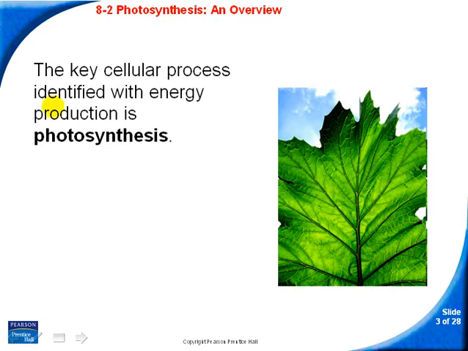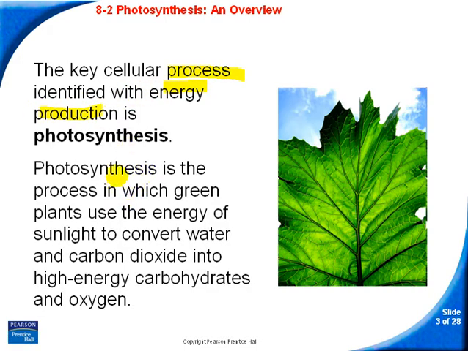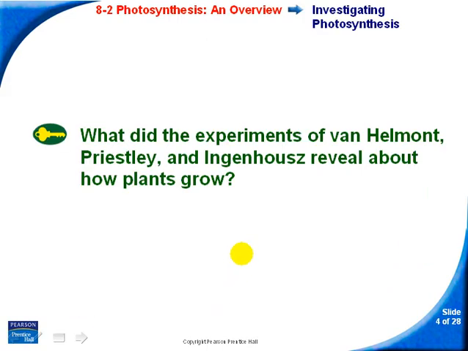So, the first thing we have to understand is that photosynthesis is ultimately the most important process for production of energy in a cell. And it's the process where green plants use the energy of the sunlight to convert water and carbon dioxide into high energy carbohydrates and a waste product of oxygen.